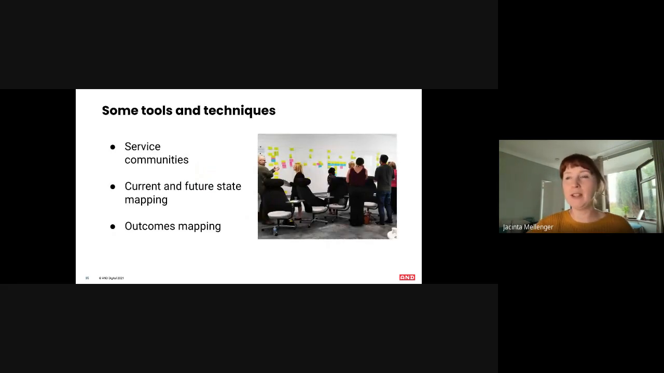Some of the tools and techniques that you could use in this stage are service communities, current and future state mapping, or outcomes mapping. Particularly to shape and define a service to deliver policy intent, you may need to develop service communities. These are groups of people who represent a full end-to-end experience of a service. They come together to map how whole services work, identify shared problems and try to find solutions to those problems as a whole.